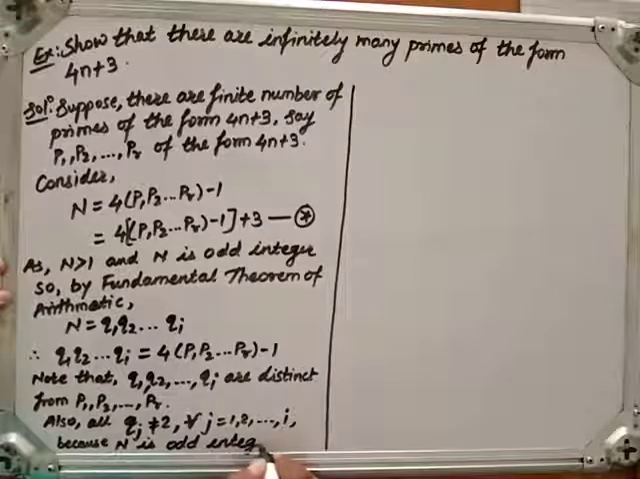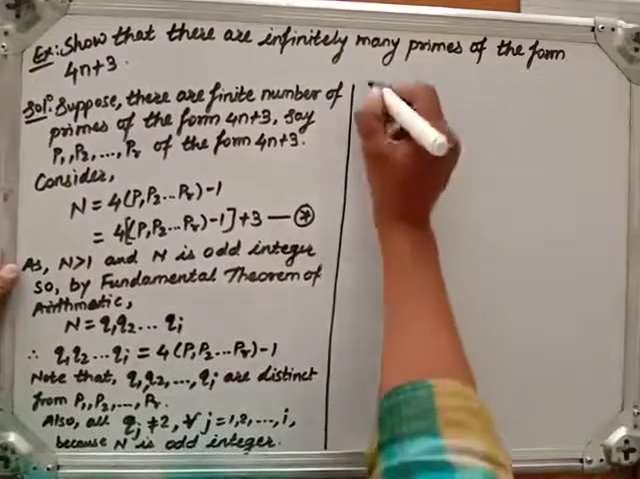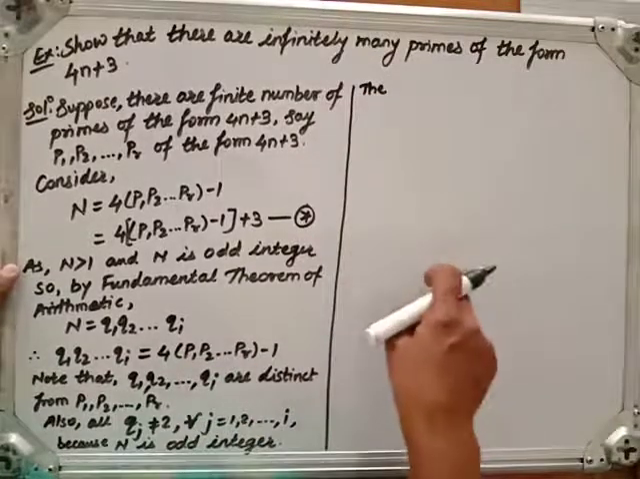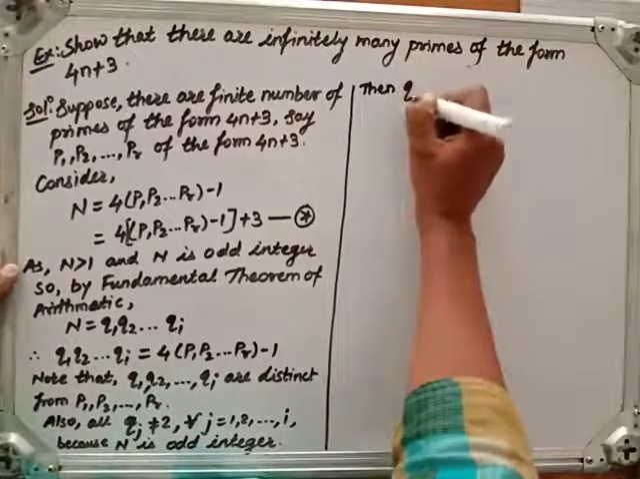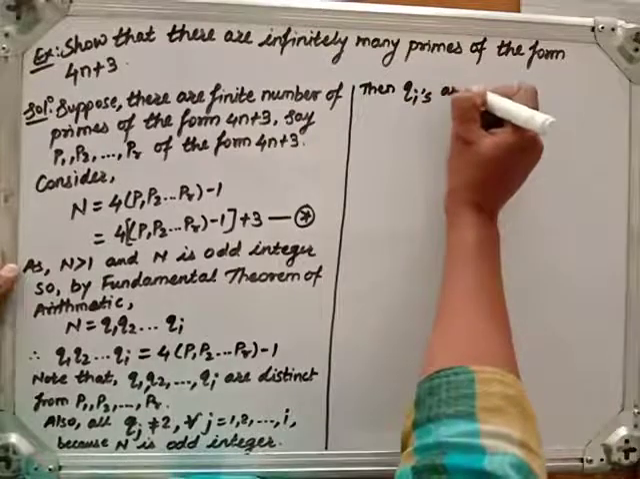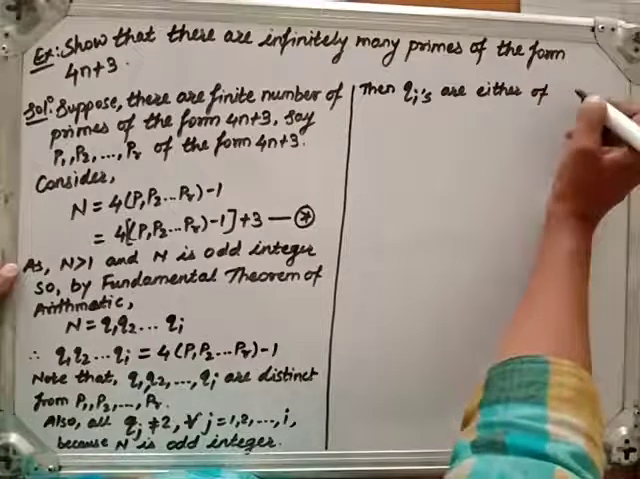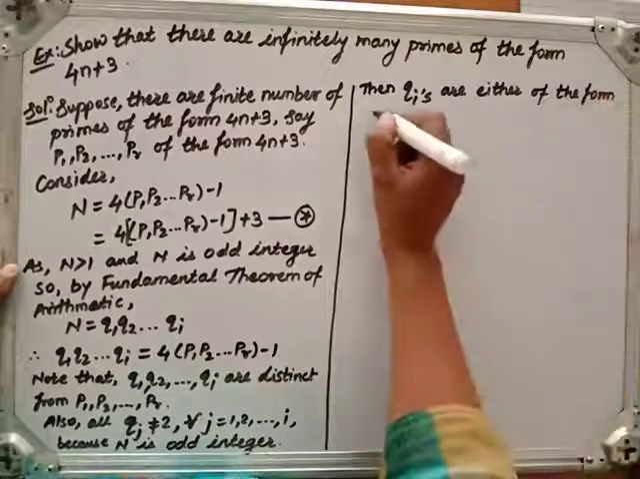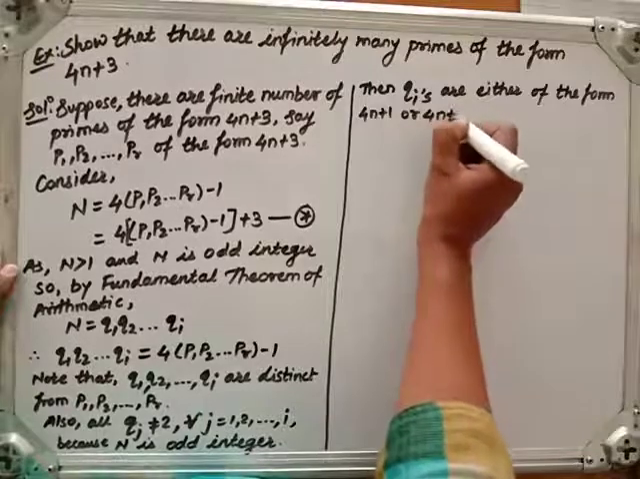N is an odd integer. Now, as the qi's are not equal to 2, the qi's are either of the form 4n plus 1 or 4n plus 3.